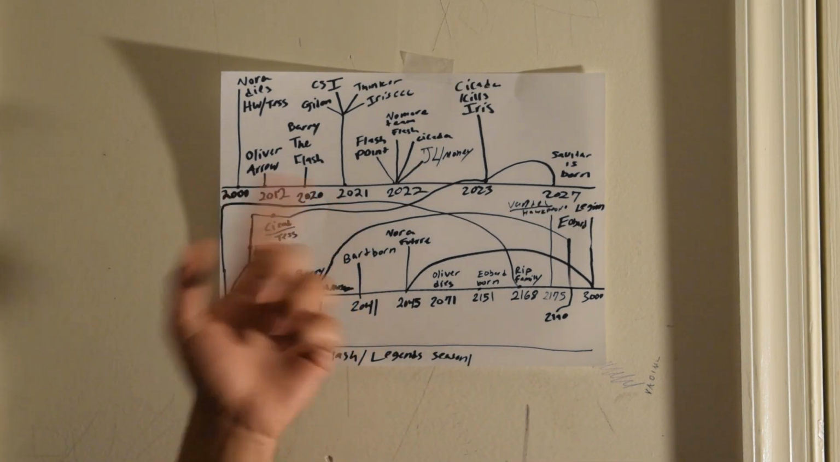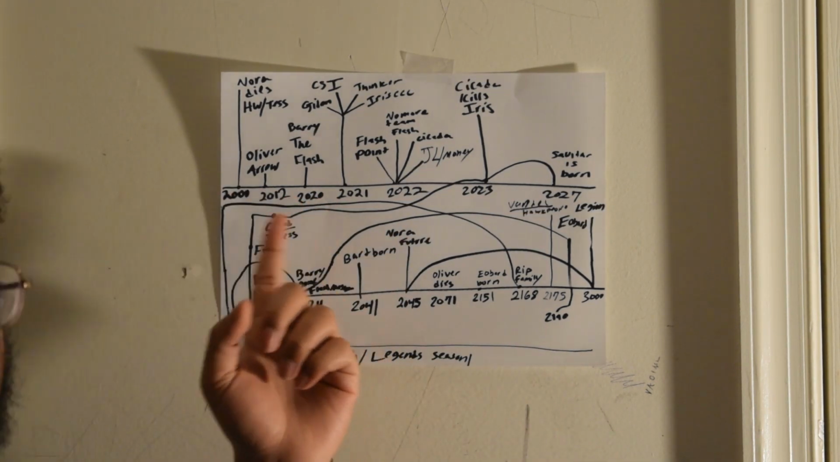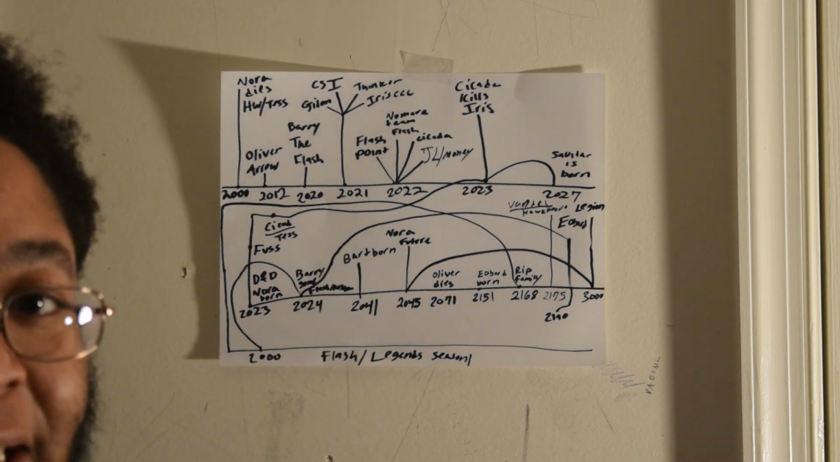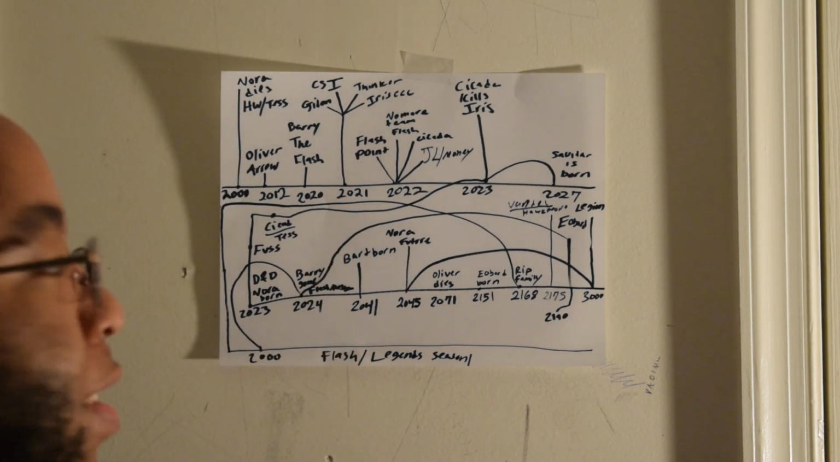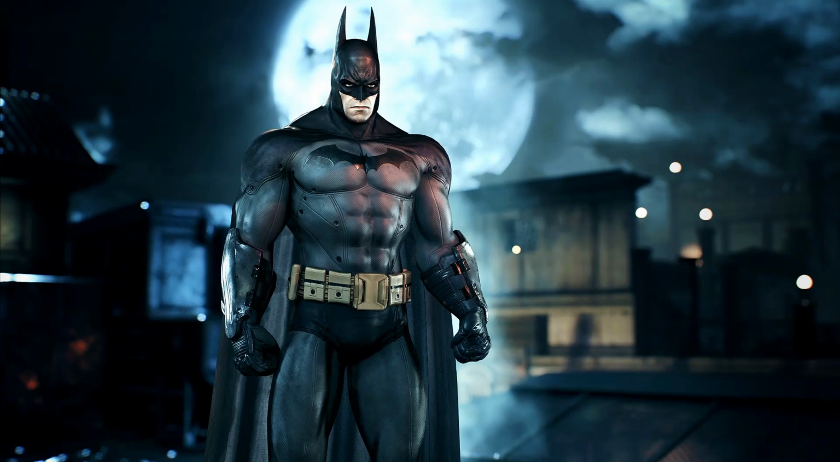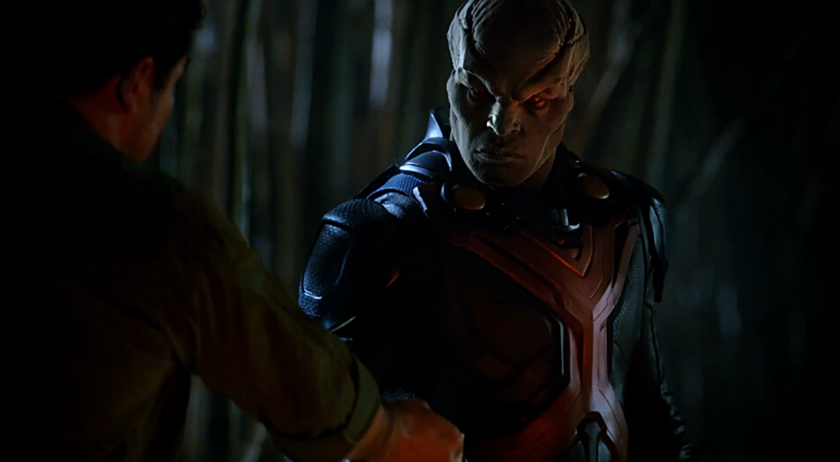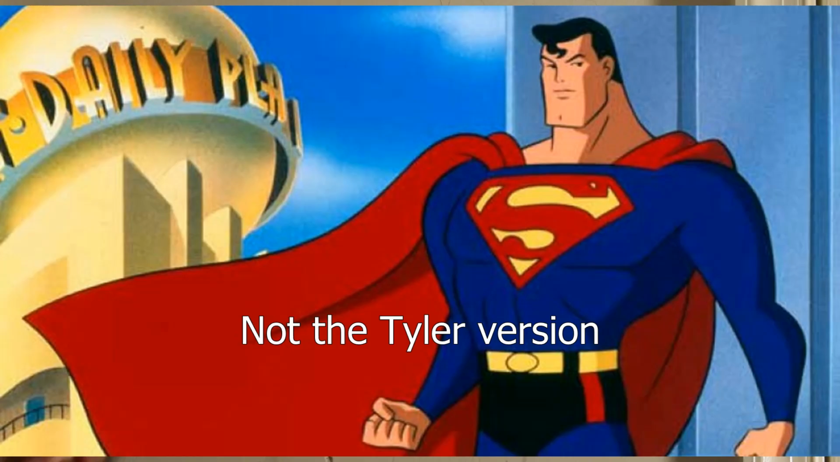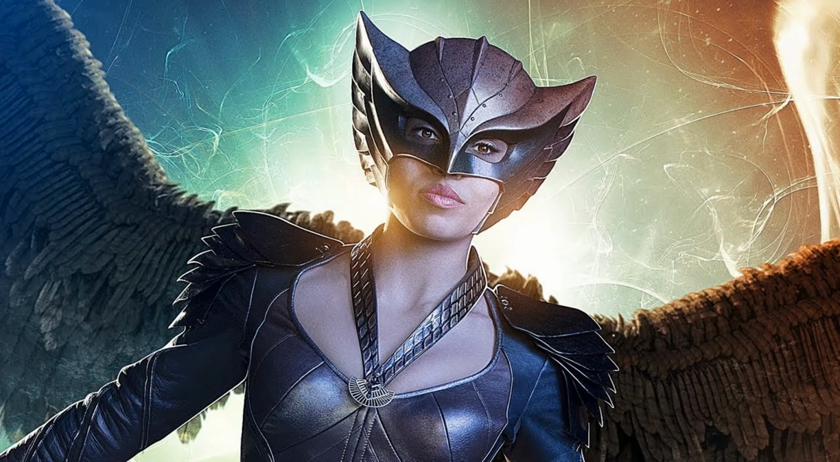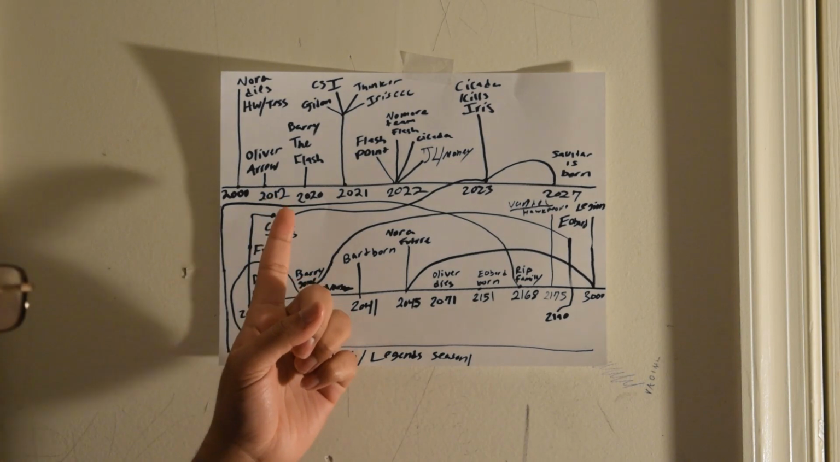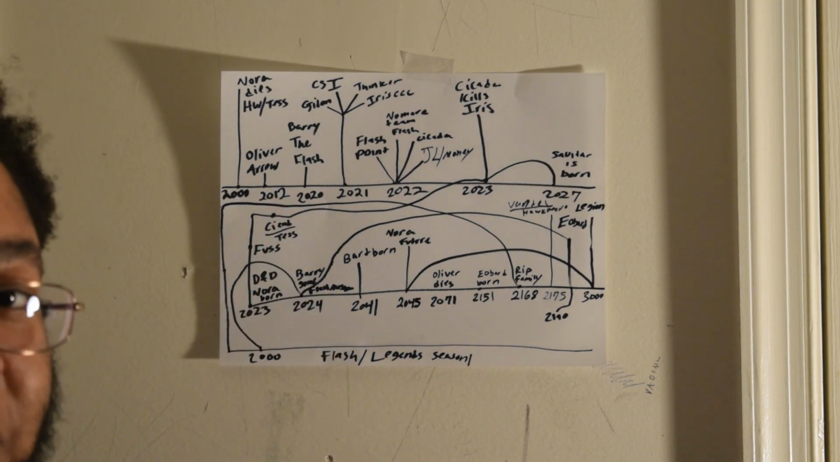So let's skip over. Between 2012 and 2019, Barry meets the Justice League. He meets Bruce Wayne. He meets John Jones. He meets Superman. He meets Supergirl. He meets Hawkgirl. He pretty much meets everybody. 2020, Barry Allen becomes the Flash.